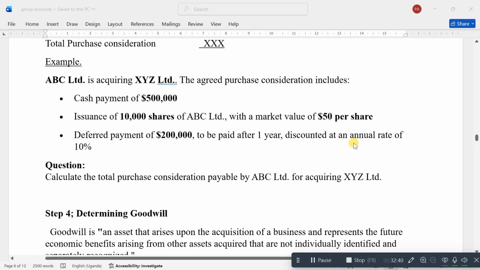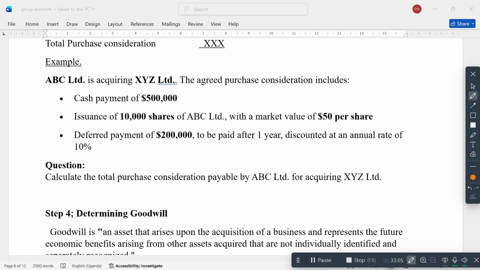I told you I brought for you different parts of our consolidation number. Then after, we shall do a complete question with all the parts. It is very important to first understand part by part. Then after, if we are to do a complete number, it will be easy for us to identify the information given. In this example you are seeing here, ABC Limited is acquiring XYZ Limited.